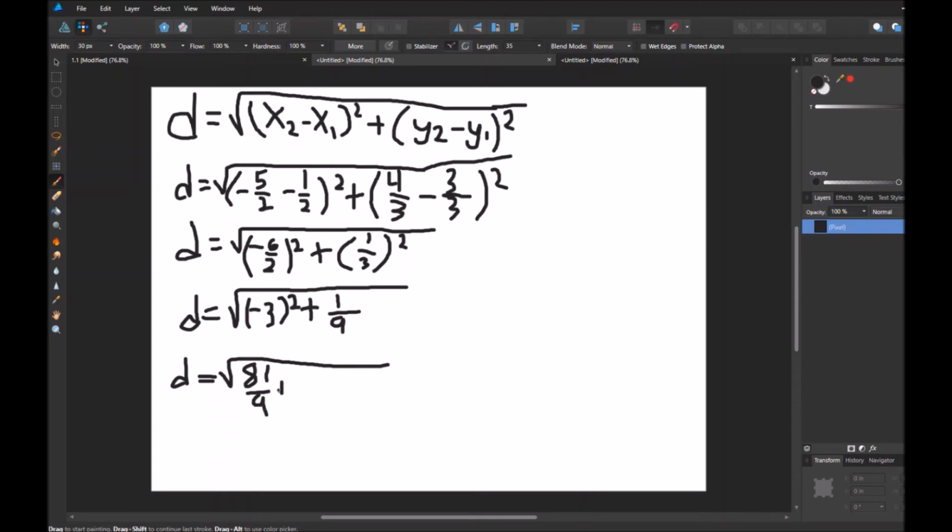And that's going to be plus 1 over 9, I'm sorry. So that's going to be the square root of 82 over 9, which is the same thing as the square root of 82 over the square root of 9.